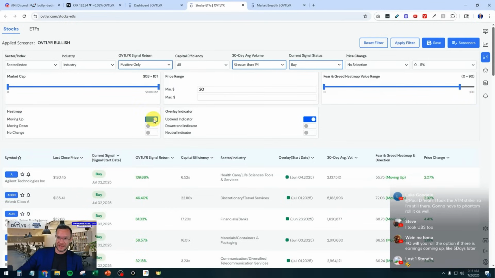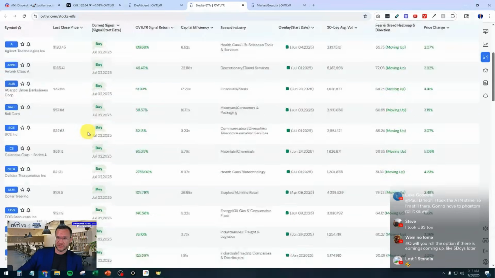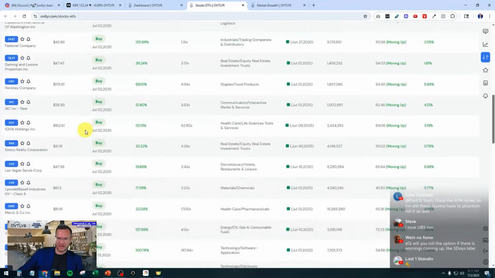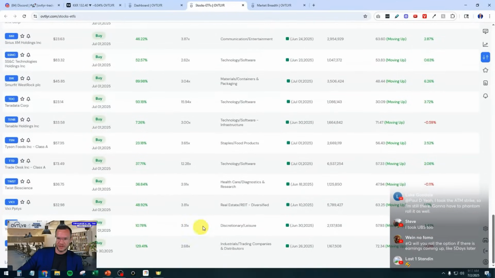Then I want to see the fear and greed heat map we just talked about moving up with the green overlay indicator. So looking at this, we get quite a few, right? We've got July 2nd, that's today, and July 1st, that was yesterday. Good gravy, there's a lot.